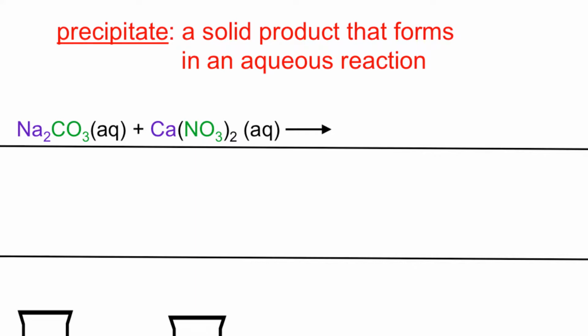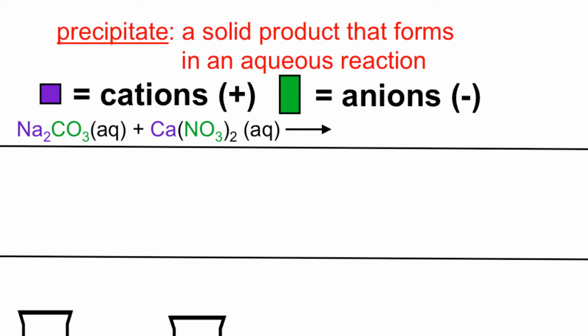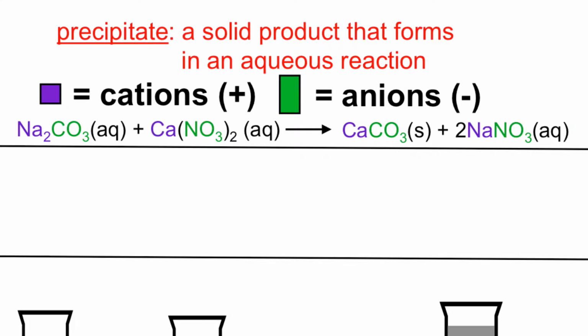Here's another example. You've got some sodium carbonate and calcium nitrate. They're both clear solutions. And when you put them together, what are you going to make? Well, you're going to make calcium carbonate and sodium nitrate. But it's kind of cloudy in there. So which one is it that is causing it to be cloudy? Well, it's the calcium carbonate because calcium carbonate is not soluble.